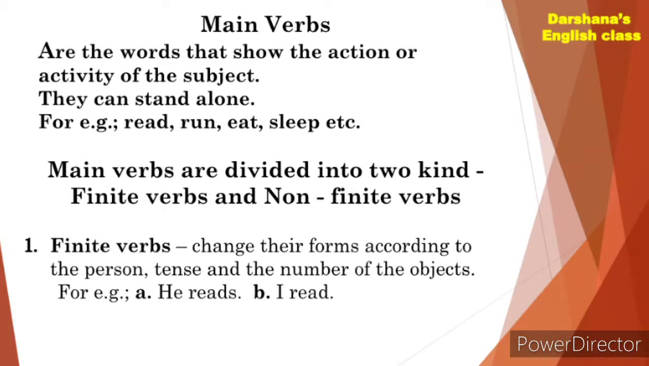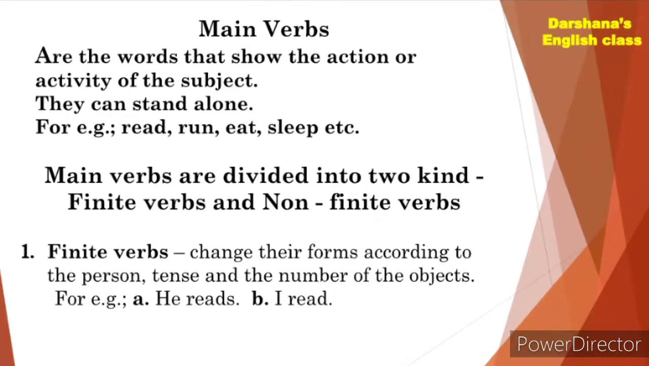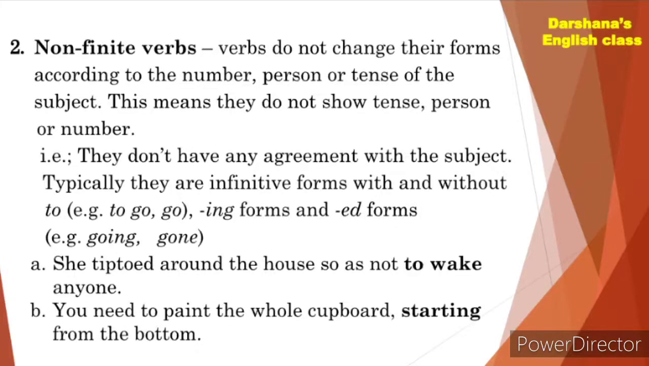Now main verbs. Main verbs are the words that show the action or activity of the subject. They can stand alone. For example, read, run, eat, sleep, etc. Now main verbs also are divided into 2 kinds, finite verbs and non-finite. Finite verbs change their forms according to the person, tense and number of the subject. Example, he reads, I read.